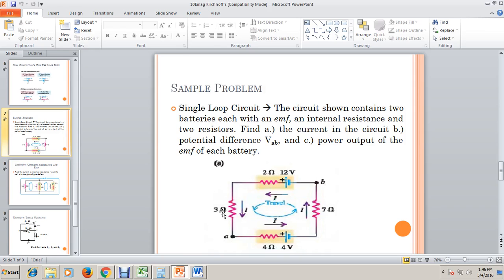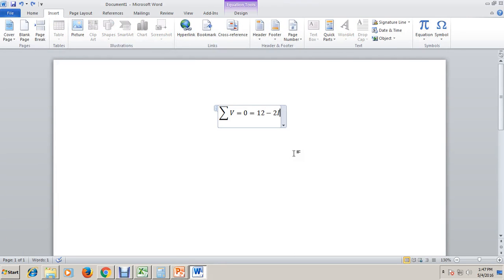So again, this is our resistor. In order to get the sign convention for the voltage for the 3 ohm resistor, we consider the direction of travel, which is going over the 3 ohm resistor. The direction of travel at that point is going downwards. The current is also moving downwards, so they are still in the same direction. Therefore, the assignment of the sign for the IR term for this 3 ohm resistor would be negative. So this becomes minus 3 times I.